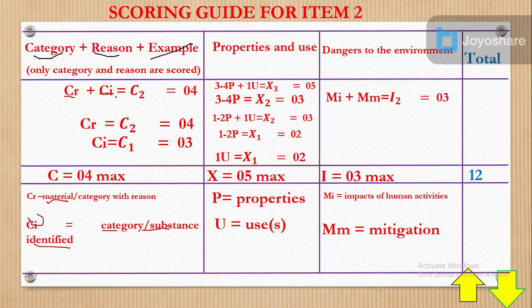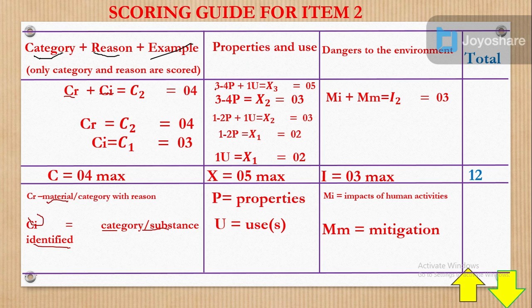Identifying meaning, say for example, if they talk about rocks, you know that some rocks may contain some elements in them. Like say for example, when you talk about limestone, limestone has got calcium carbonate in it. So that's what I mean by category identified. Okay, now here you must now come and tell us the properties, properties and use.